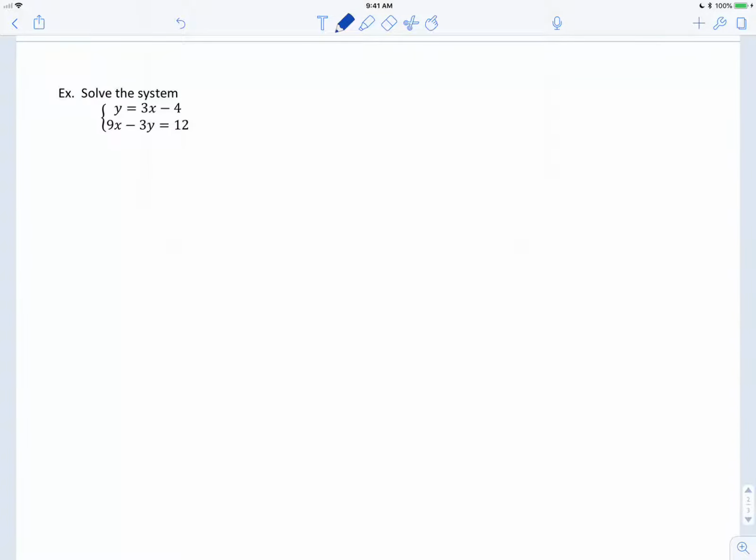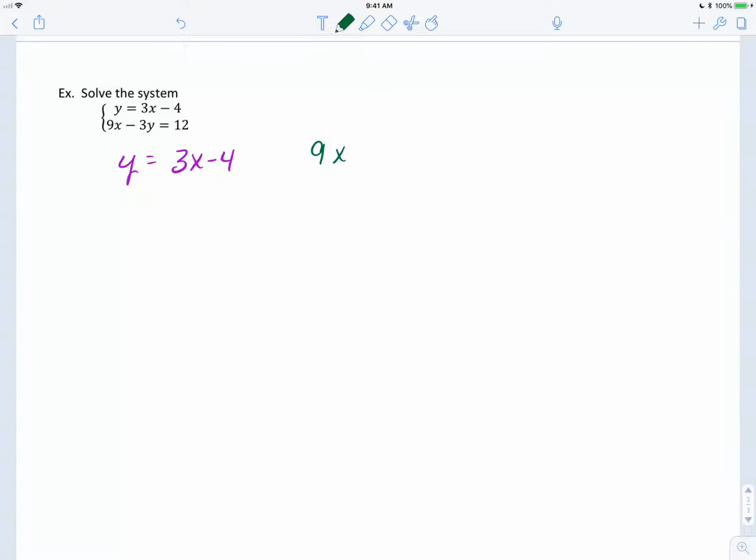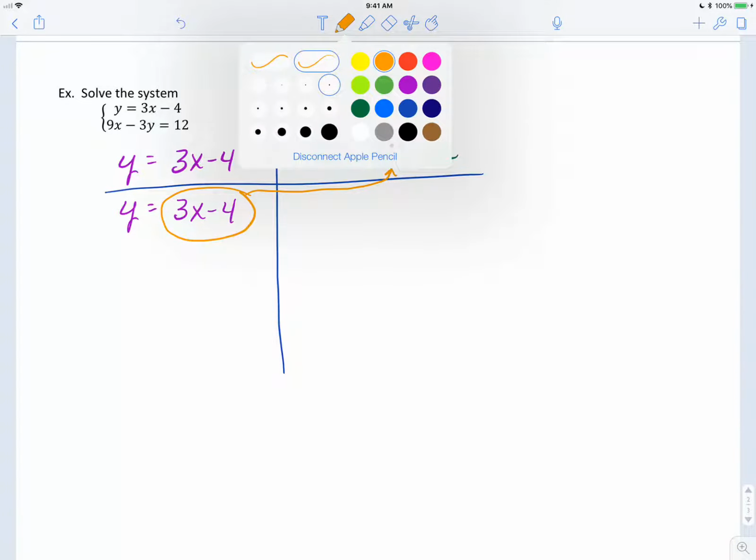All right, let's look at another one. So we have y is equal to 3x minus 4, and we have 9x minus 3y is equal to 12. So again, we're just creating our t-chart. And again, the first equation is already solved for y, so we're not going to create any extra work for ourselves. So we're going to take this 3x minus 4, which is y, and plug it in for the y in the other equation.